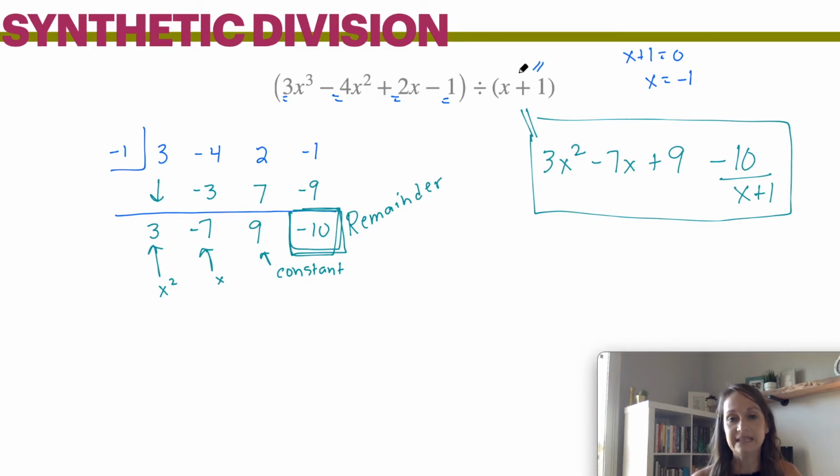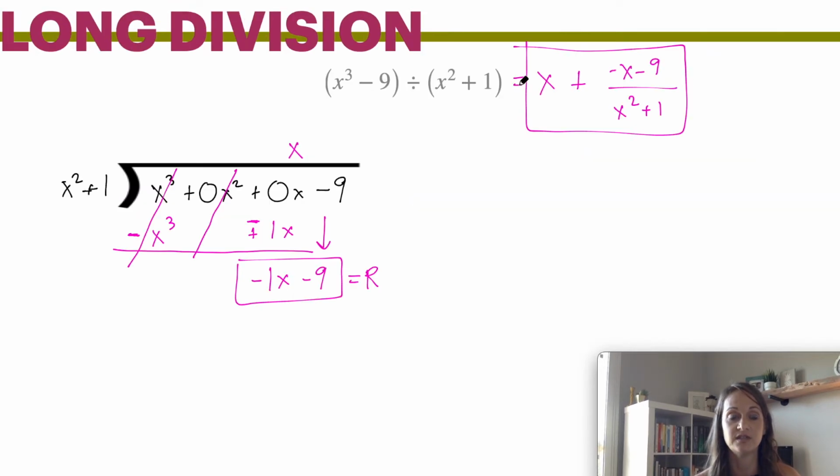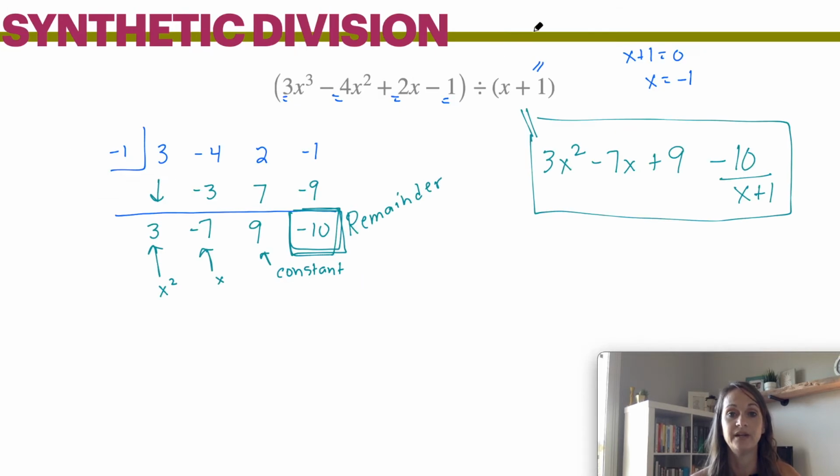Now, note here the difference between synthetic and long division. If you have a linear term, meaning the exponent of the variable is 1, this is a linear expression because the exponent is a 1 up here. You can do synthetic division. The reason we could not do synthetic division here is because it had an exponent in the divisor. If the exponent is anything other than 1, you will have to use long division. But if you have a linear expression, then you can always use synthetic division.